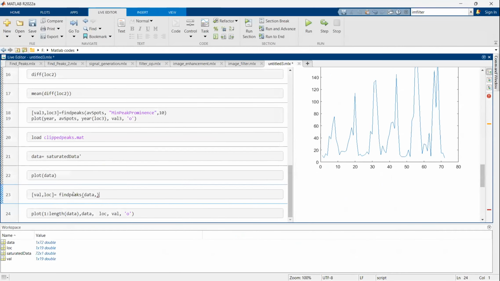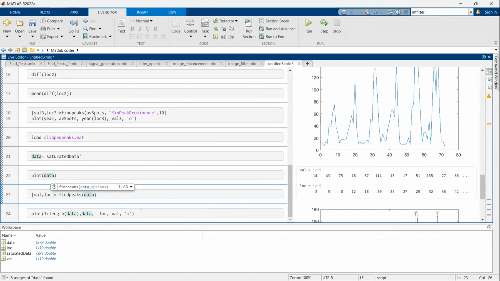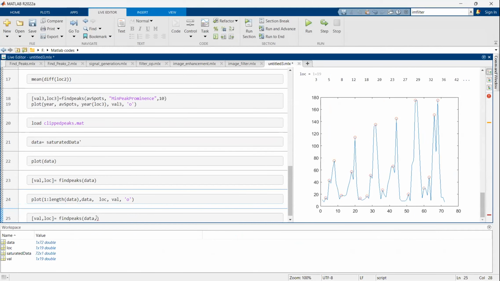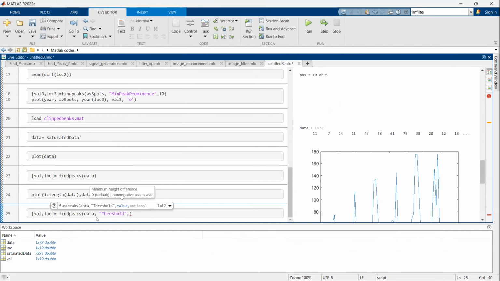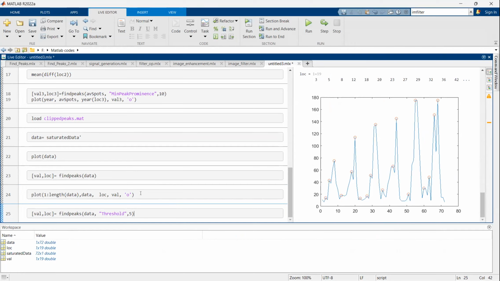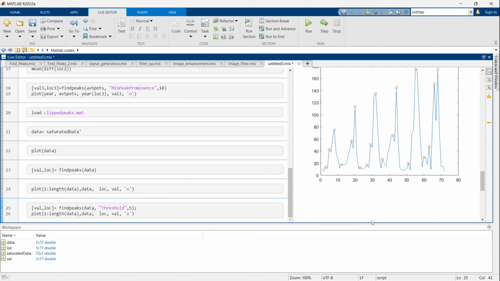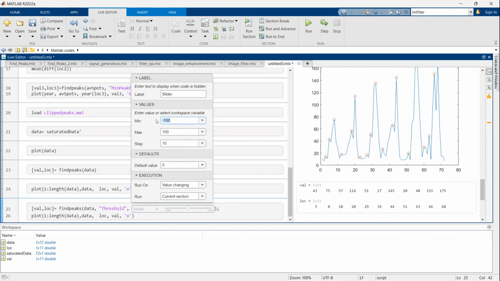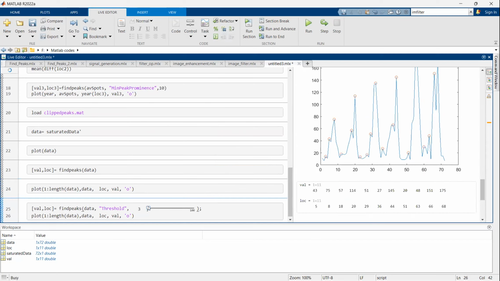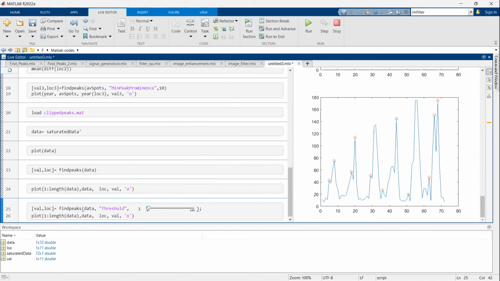So let's come here. Section break, this one. Now if I put this threshold value, again, what should be the value of the threshold? See. If I put the value 5, this one. So let's put a numeric slider here, 1 to 100. So do it. Okay, so see, let's put it at 1 first.